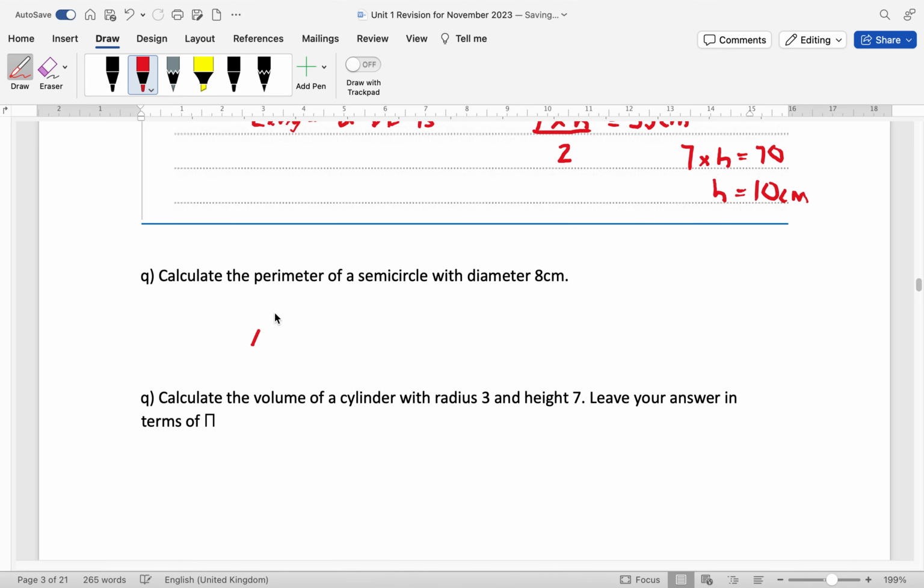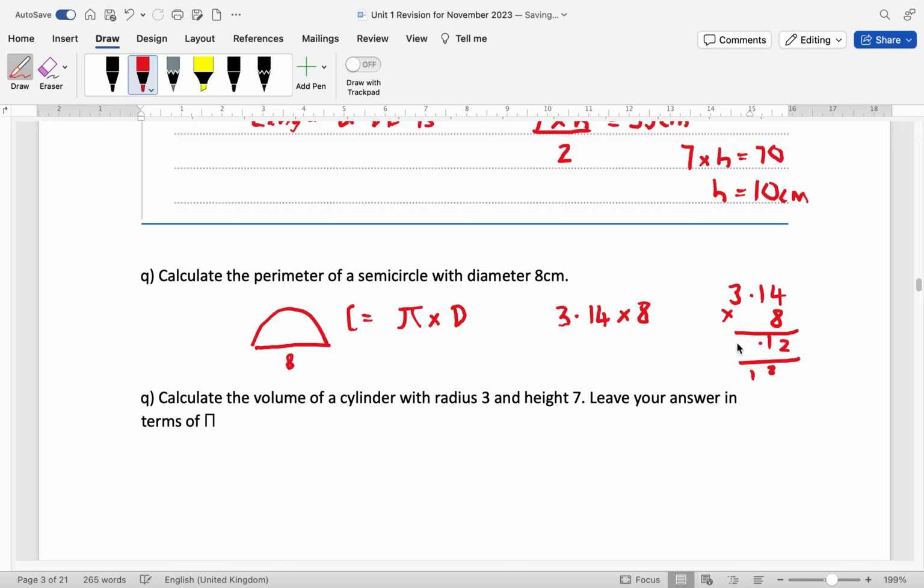Right, the perimeter of a semicircle is a weird one, with diameter 8, because the circumference is pi times the diameter all the way around the circle. Now, we are going to have to times that by 8. Not the greatest, but it's doable. Don't be afraid to do little multiplications like this. 8 4s are 32. 8 1s are 8, add 3 is 11, carry 1. 8 3s are 24, add 1 is 25. So that's 25.12, but that's all the way around.